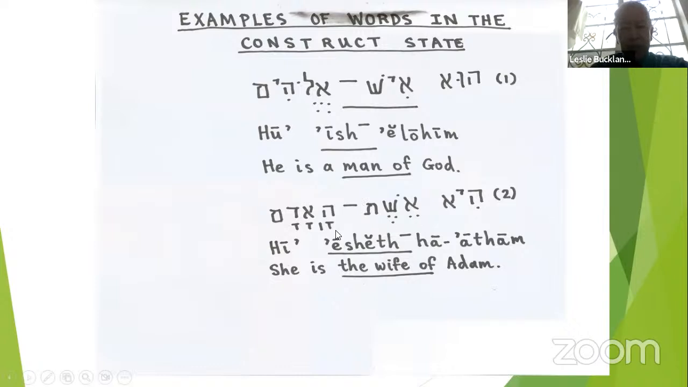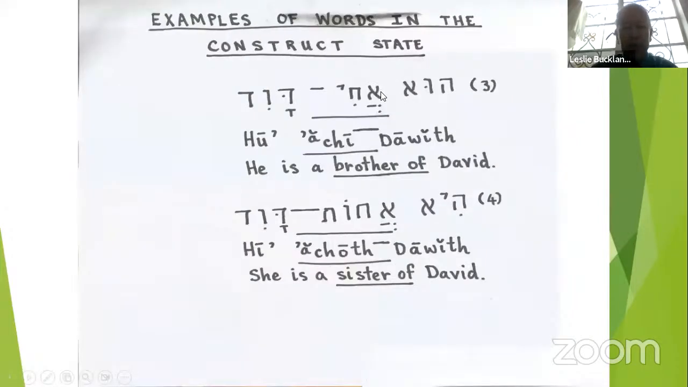He Esheth ha-Adam, she is the wife of Adam, or she is the wife of the man. Not just she is a woman, or she is the wife, but she is the wife of Adam. Same thing with Ak, not just brother, but Aki David, brother of David. The same with sister, not just akoth, but akoth David, she's a sister of David.